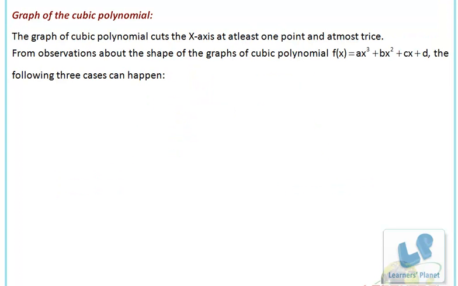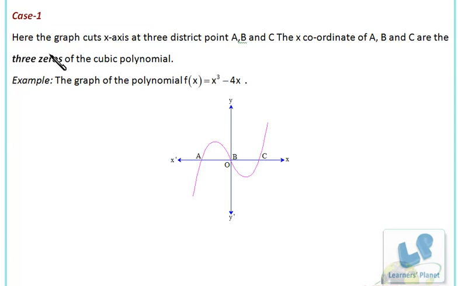Now friends, similarly we can discuss the graph of a cubic polynomial. The graph of a cubic polynomial cuts the x-axis at least at one point and at most thrice, right? So if it is cutting 3 times at most, that means at max 3 zeros will be there, right? Now we just consider the 3 cases over here. The first case is the graph cuts the x-axis at 3 distinct points A, B and C. The x-coordinates of A, B and C are the 3 zeros of the cubic polynomial.